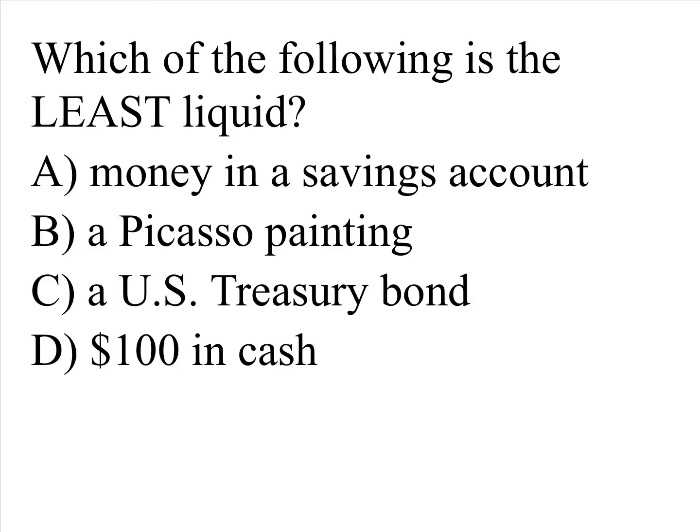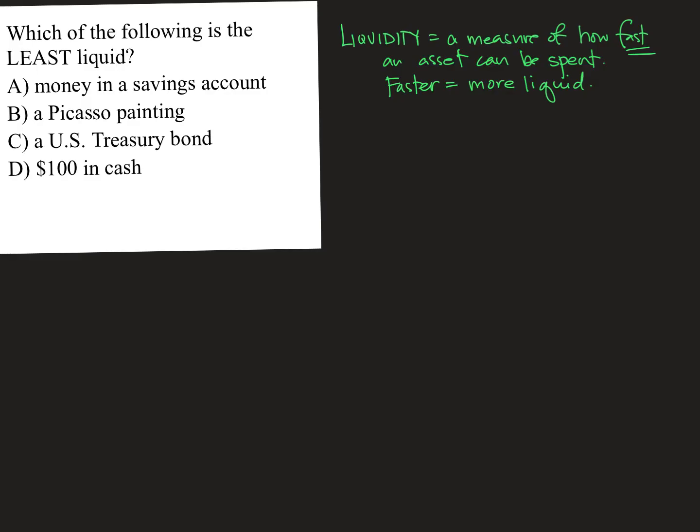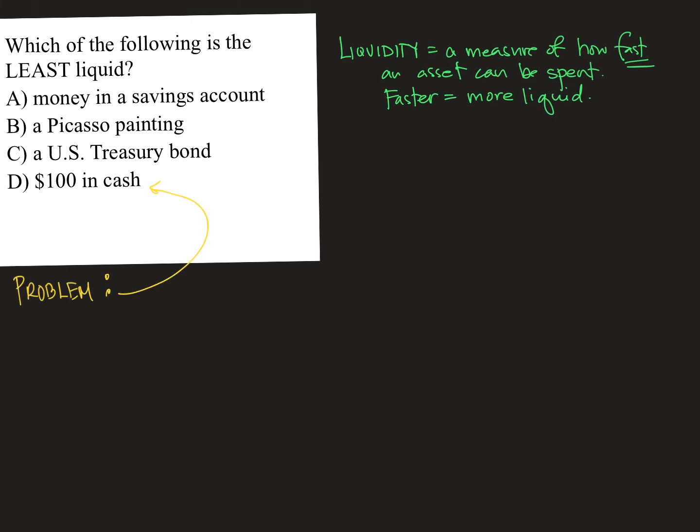Which of the following is the least liquid? First, get that definition out of the way if you don't already know it. Liquidity is how fast you can spend an asset. More liquid equals faster. So that $100 in cash is pretty liquid. You can spend that right away. How about that treasury bond? You probably need to sell it first to get the cash. You can't just walk up to a Rite Aid and pay in treasury bonds.